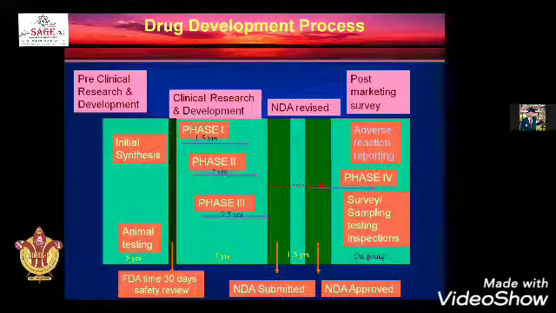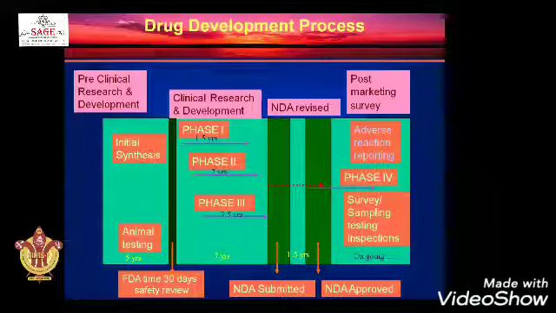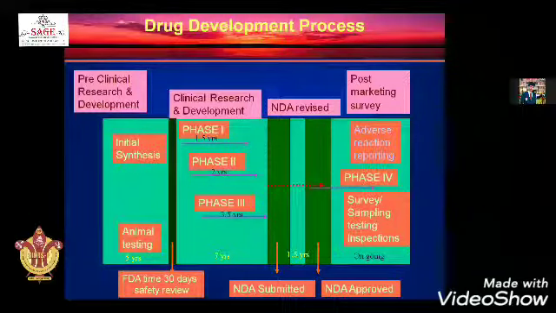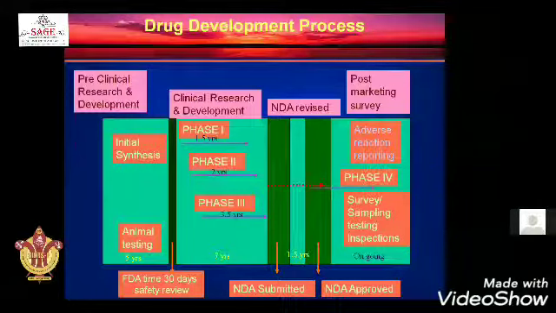Then, if we get successful preclinical studies, meaning the experiments that we perform on animals, we switch over to the clinical trials. There are 3 clinical trials: phase 1, phase 2, phase 3, where we assess the compound for its safety and efficacy.